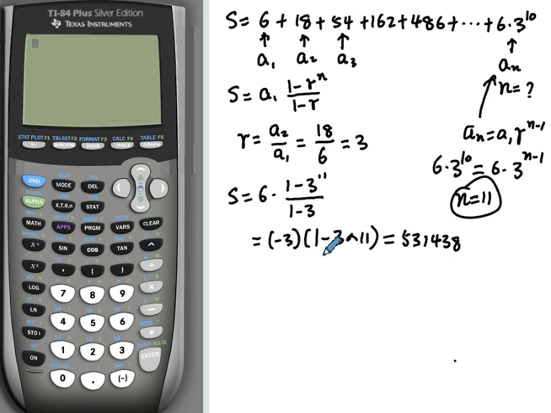So what should we do with this? With the calculator, we can do negative 3 times the quantity 1 minus 3 to the 11th power, close bracket, and then we hit enter. We have the answer, which is 531,438. That will be the answer.